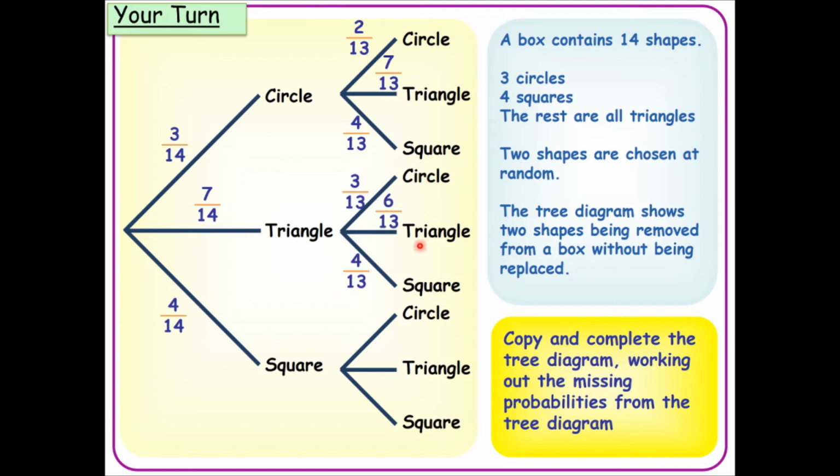Same here, same for the second part. For the triangle, I've removed one of the triangles, that becomes 6 there, 3 and 4 again for the circle, and again 3 out of 13, 7 out of 13 for the circles and triangle, and then the square, if I've taken 1 out here, then I've got 3 left there. So that's your completed tree diagram.